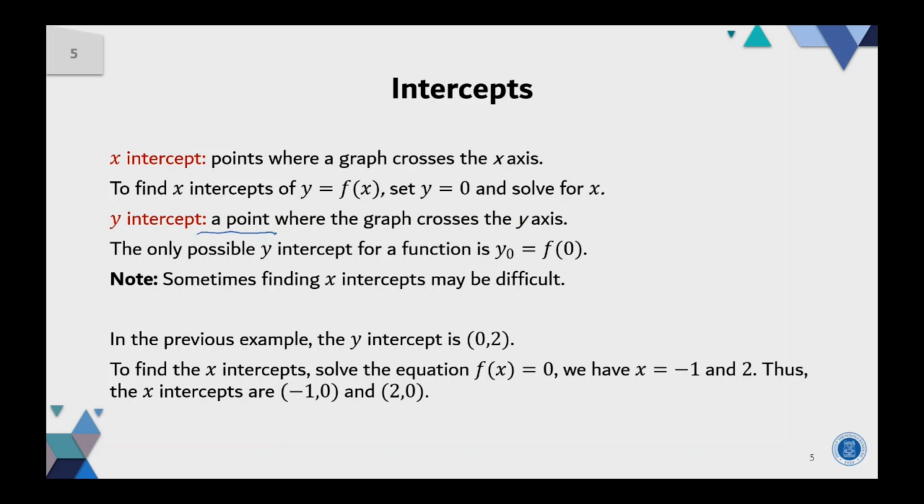Okay. So you can see here in these two types of intercepts, finding the y-intercept is not that difficult, because we just have to substitute x equal to 0 to find the y-intercept. But for finding the x-intercept, sometimes it is not that easy.